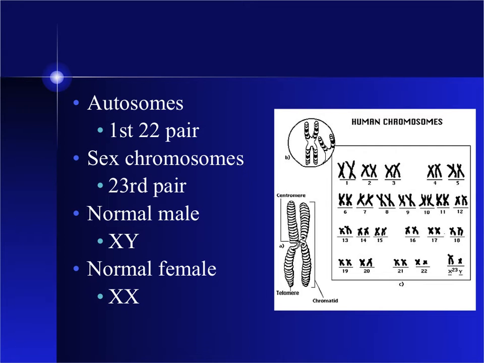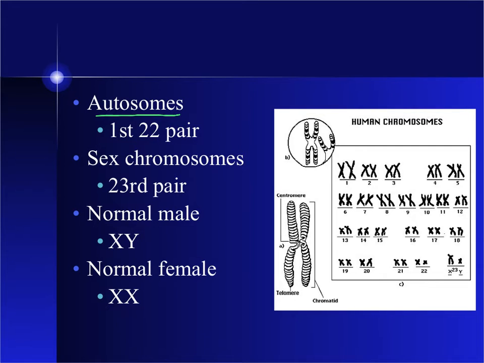When you look at a karyotype, if you remember, that's these pictures of chromosomes, they contain two different major types of chromosomes. The autosomes are the first 22 pairs of chromosomes, and you can see that each of these pairs of chromosomes are numbered. And so that's how we know which pair is which, and they're always put in the same order in a karyotype.